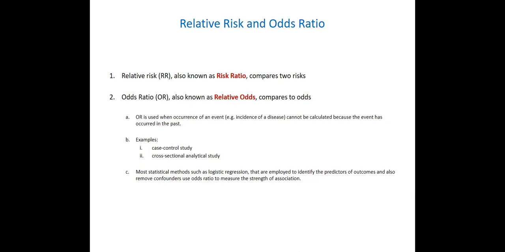Relative odds. Odds ratio can also be called relative odds. The only thing is that the odds ratio is used in a situation where the disease has happened, the event has happened, and you cannot be calculating the risk, so you are comparing odds. There are some research settings like that.